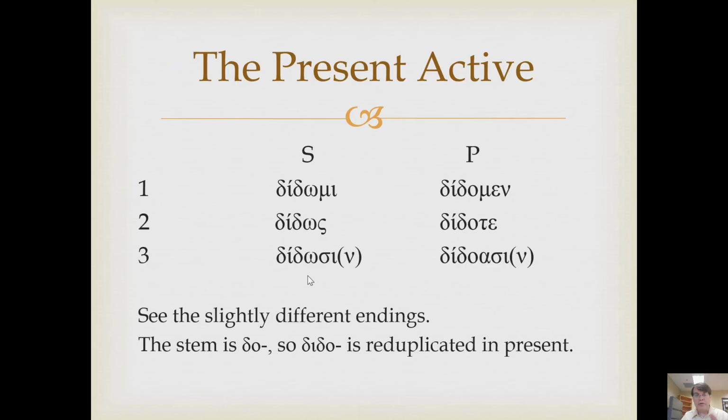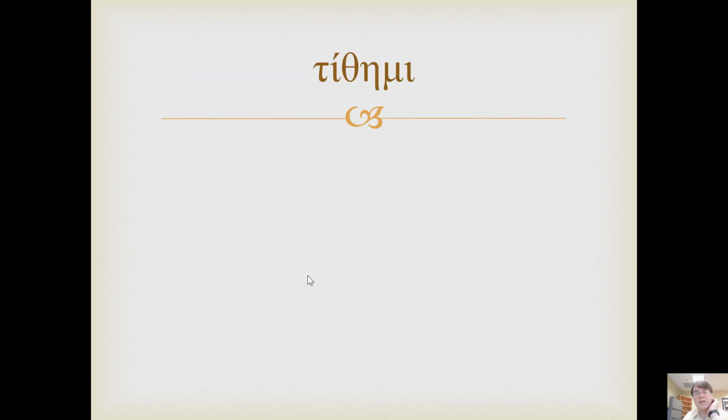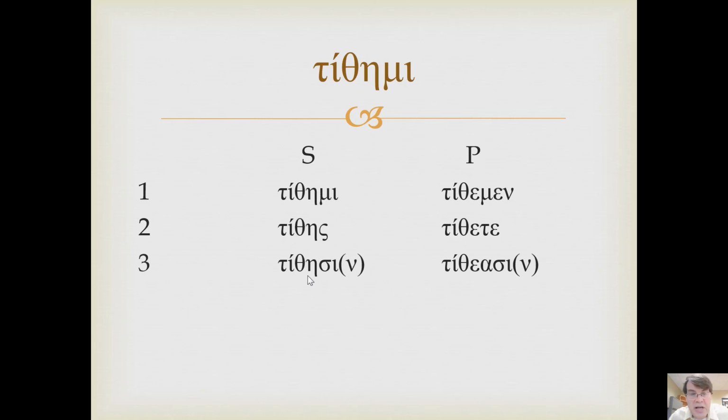So first of all, there's didomi. This is the omicron variation of the mi verbs. With tithemi, let me give you the epsilon variation of the mi verbs. It's going to be very much like the present active indicative. In fact, I could sing it to the same song. Tithemi, tithes, tithesi, tithemen, tithete, tithesi. It's very much the same as didomi. Notice again that I have long vowels in the singular and short vowels in the plural. So this is an epsilon mi verb.